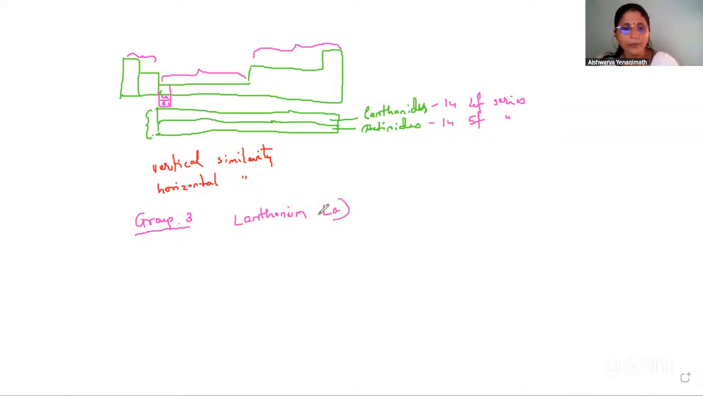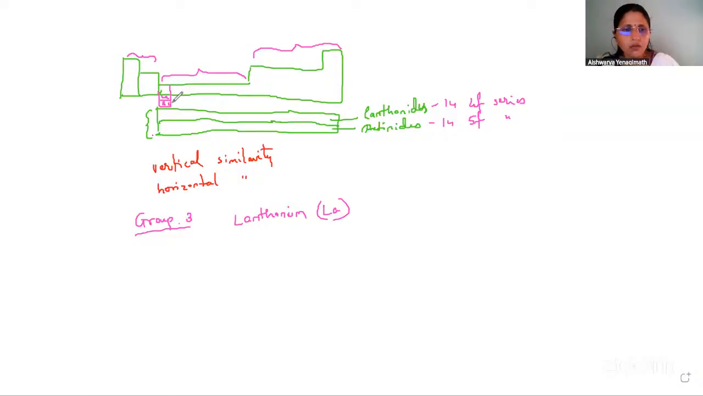Symbol is LA. You can keep the periodic table open and see. So LA, the name comes from this. So in the house of lanthanum, all lanthanides are being placed. In a single block, we can't show 14 elements, right? Here lanthanum is there, and in its house you can say there are 14 members. In one house there are 14 members.